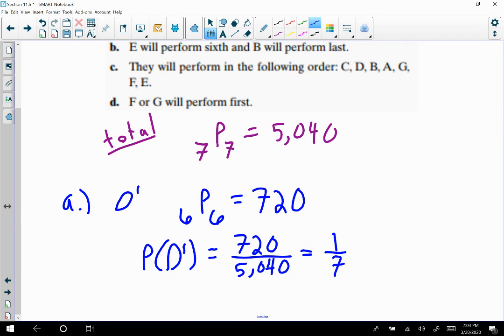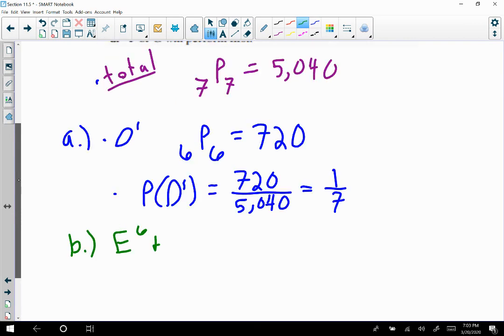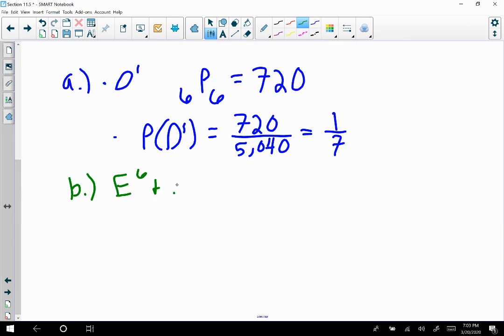And you see, I followed the same order as what I did earlier. Found the total first, dealt with my event, and then put the probability together. That was the same A, B, C, and D that we did a couple minutes ago. So this time in B, it says E will perform 6th, and B will perform last. So here, we've got E performing 6th, and B performing 7th.